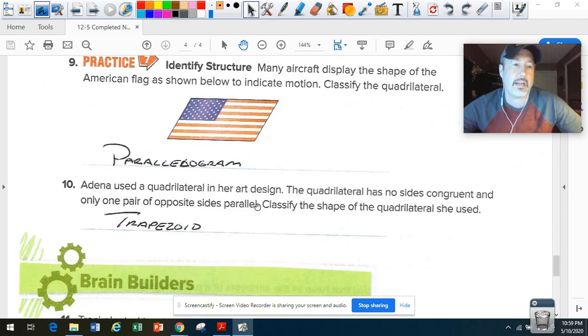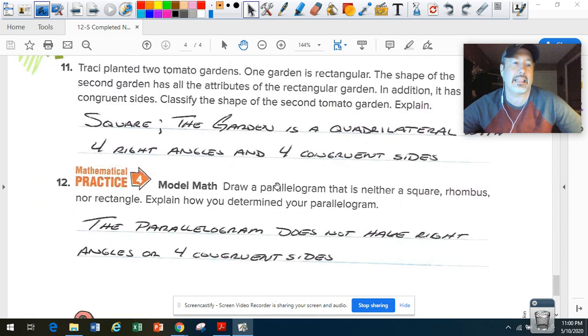Adrena used a quadrilateral in her art design. The quadrilateral has no sides congruent, okay? And only one pair of opposite sides that are parallel. Think about what we talked about in the beginning. Classify the shape of the quadrilateral she used. So basically all that we're saying with this is it only has one set of parallel lines. And the only shape that we're talking about here that has one set of parallel lines is a trapezoid. Okay, let's continue on.